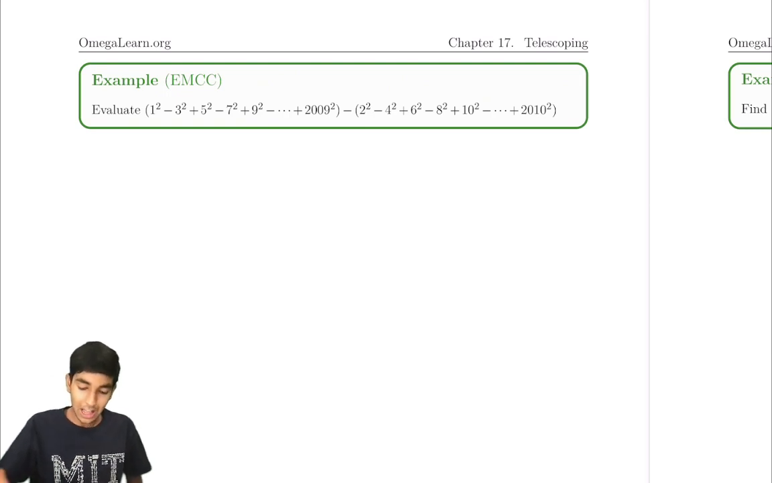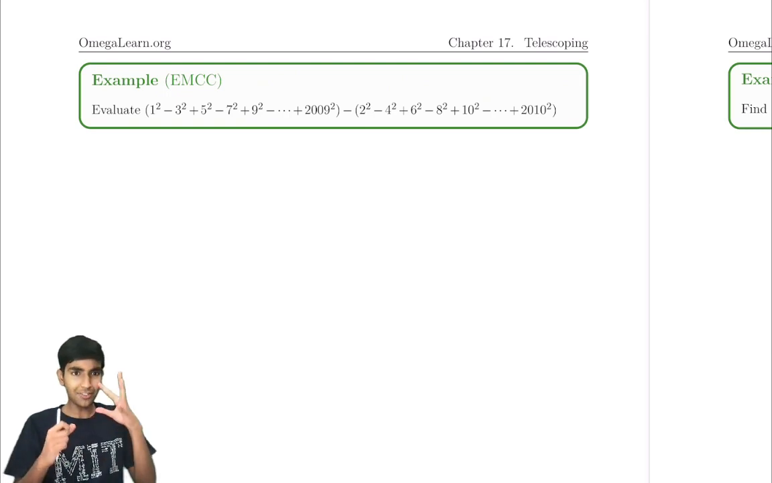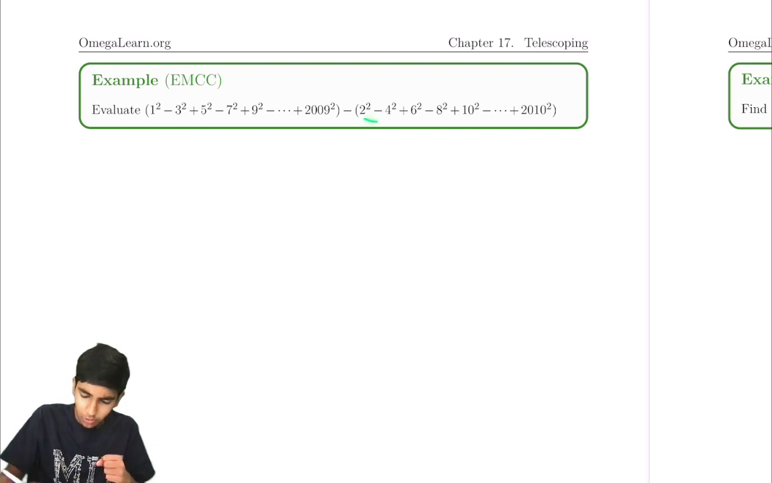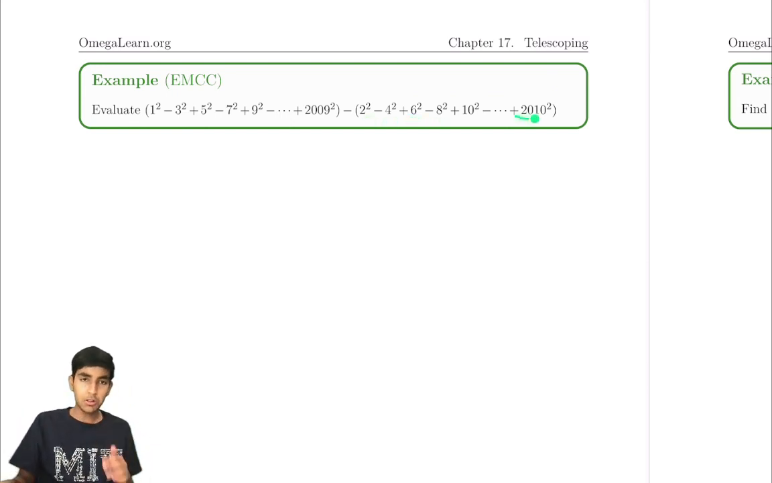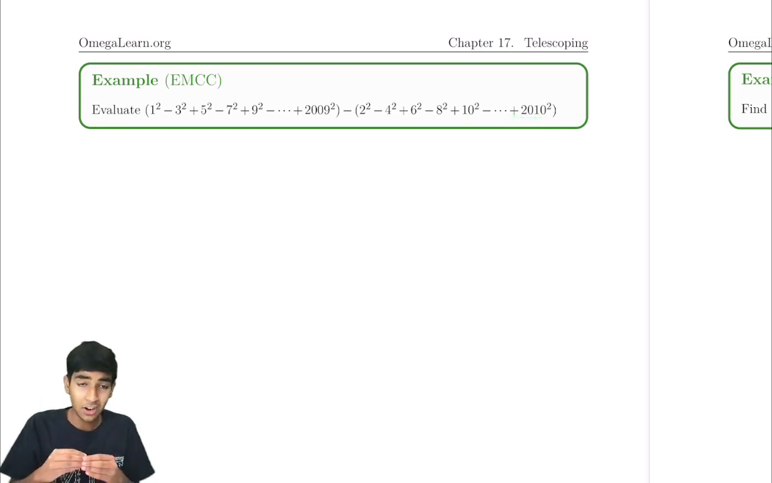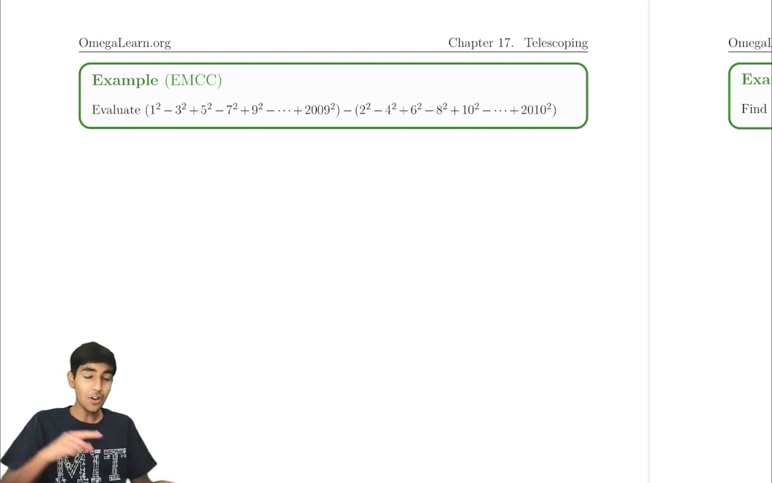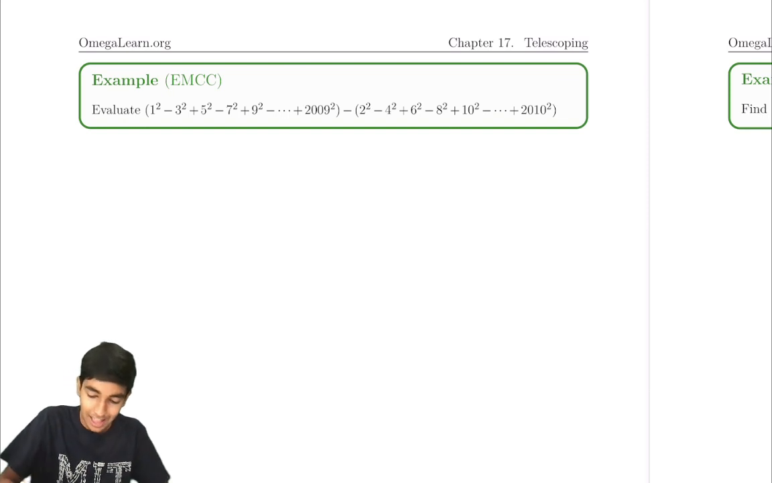Okay. Evaluate 1 squared minus 3 squared plus 5 squared minus 7 squared, and so on, until plus 2009 squared. And then minus 2 squared minus 4 squared plus 6 squared minus 8 squared, all the way till plus 2010 squared. Doesn't this seem like a really gnarly expression? Well, thanks to you, we can do telescoping. Everything will cancel just like that.